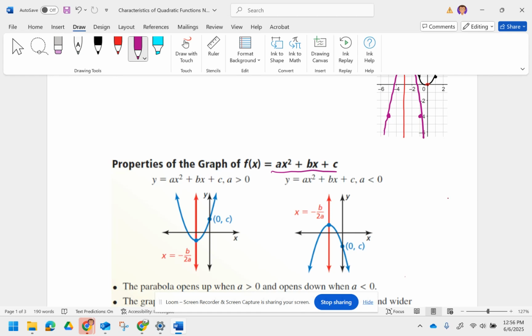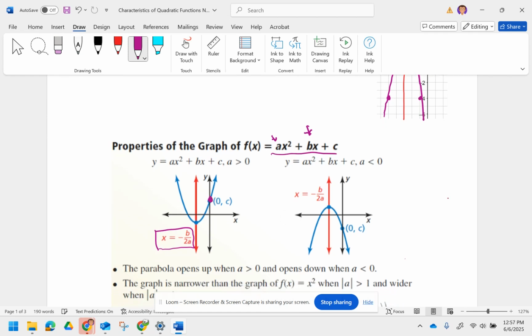So what we have is to find the line of symmetry, it is going to occur at x is equal to negative b over 2a. So we're going to find b and a when it's written in that equation. So a will be in front of x squared, b will be in front of x. And then we can find another point by whenever x is 0, c will be the y value. Okay, so those are our two pieces of information.